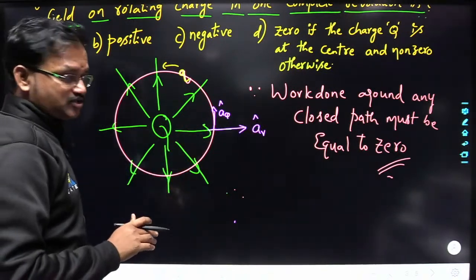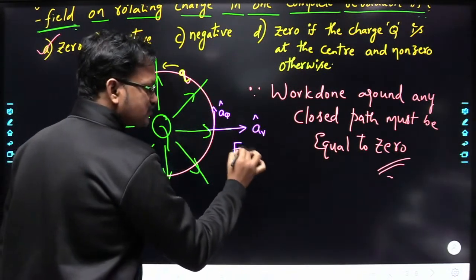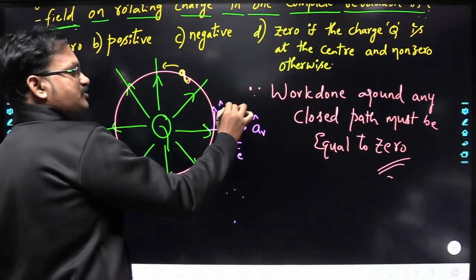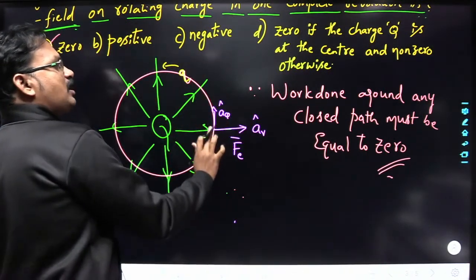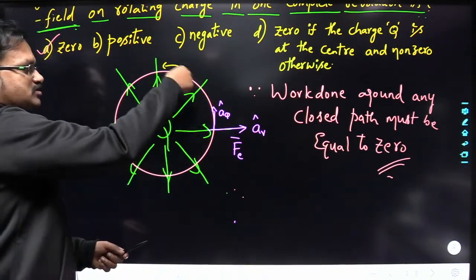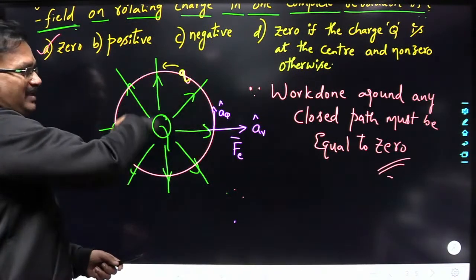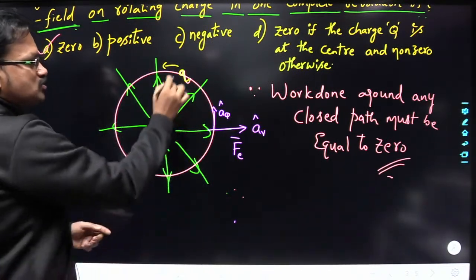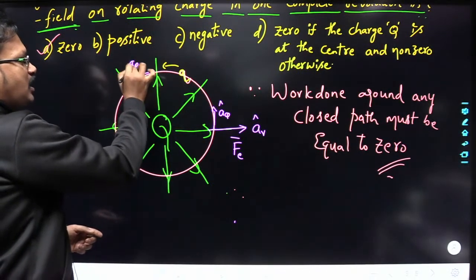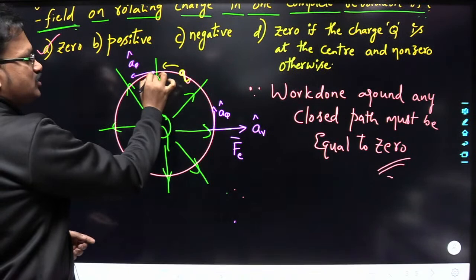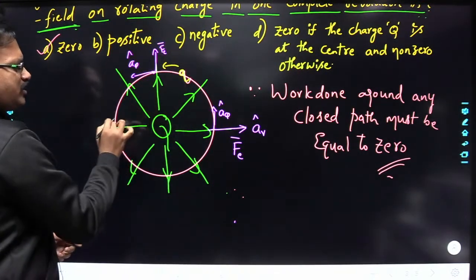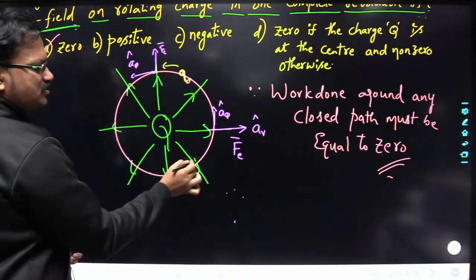The electrical force is in the a_r direction, and the displacement is in the a_phi direction. Yes or no? Since the charge is moving along the circumference of the circle, it is moving along the a_phi direction. If the charge is present at this location, the displacement is along a_phi, and the force direction is going to point in this direction. Understood?